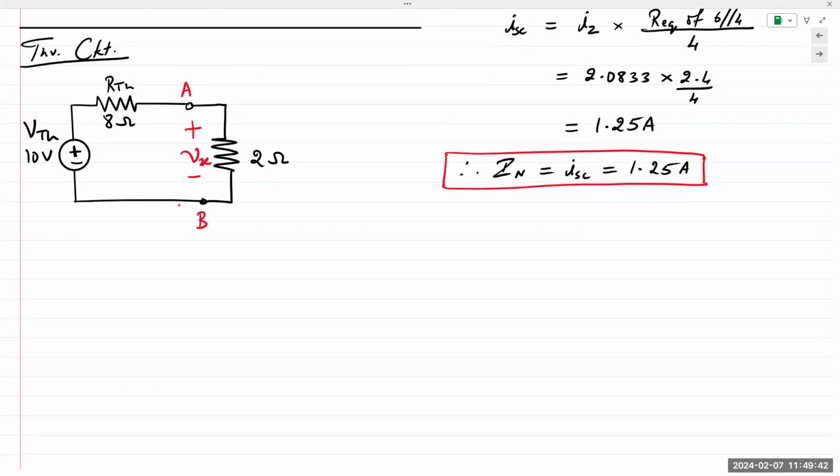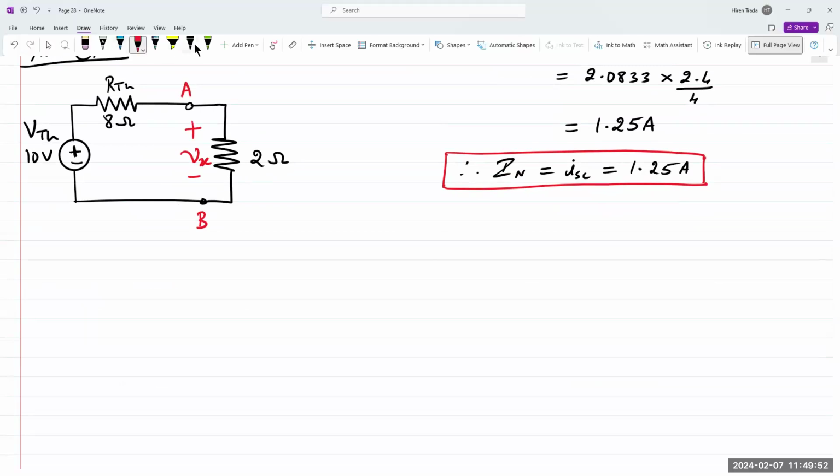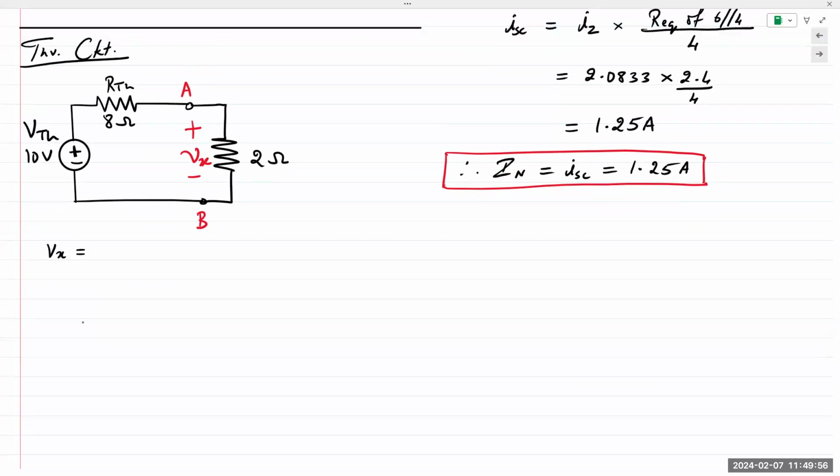The original problem has a notation of Vx as the voltage across that 2 ohm resistor. The question asked is, what is the voltage across Vx? Well, we can apply voltage division and simply find the answer in one step. The VTH times 2 divided by 8 plus 2. In this case, it's 2 volts.